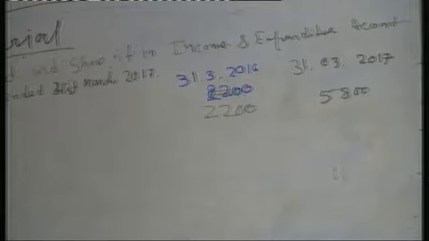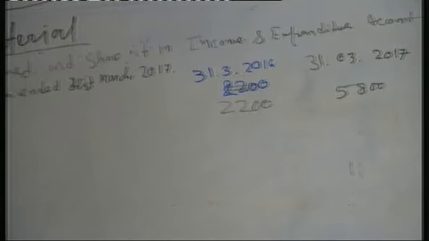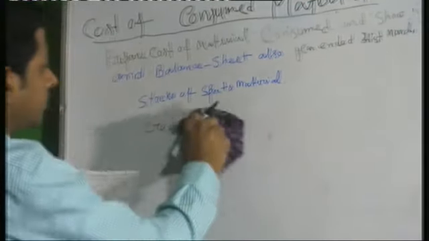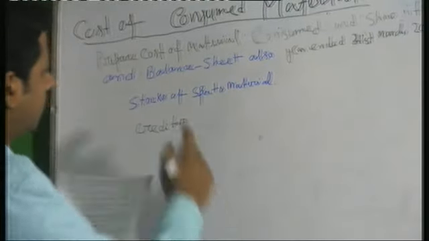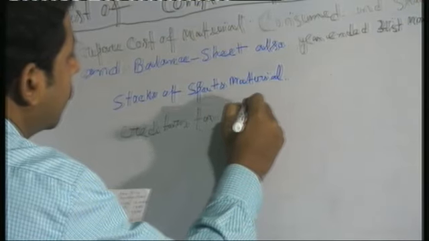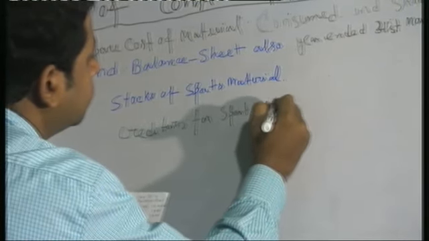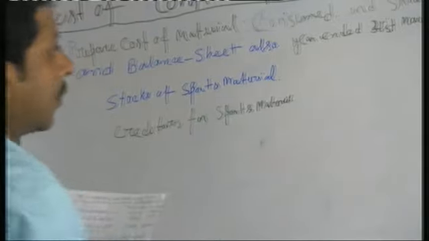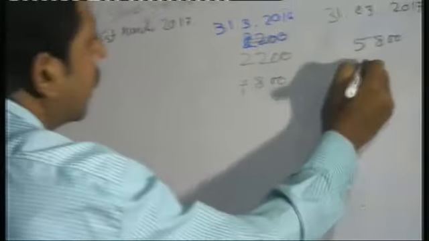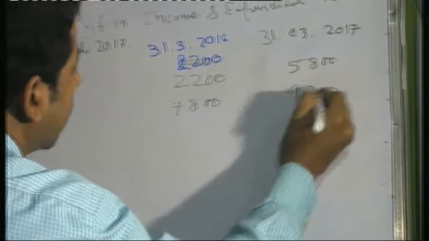5,800. What is the balance of creditors for raw material? What is the value? 7,800 and 9,200. Advance to supplier. This is a new thing.